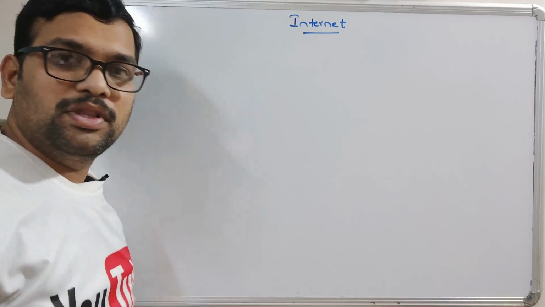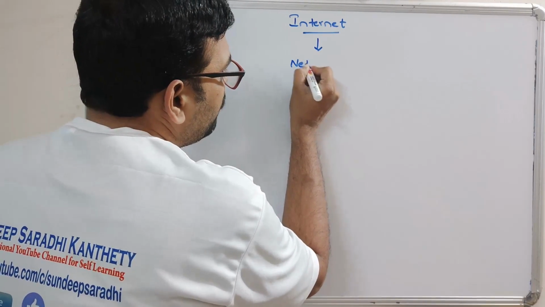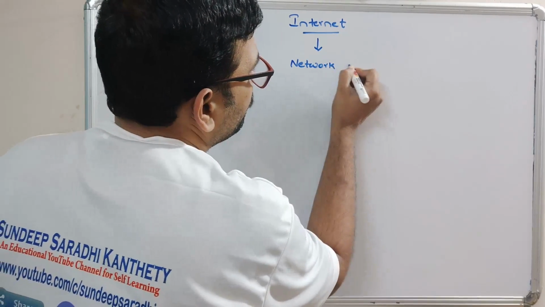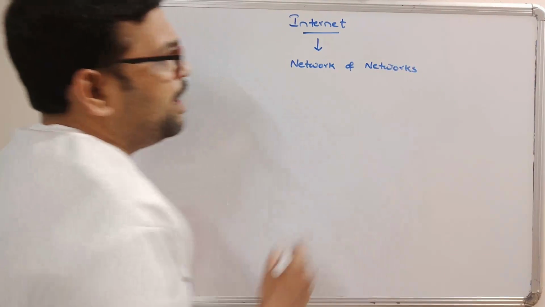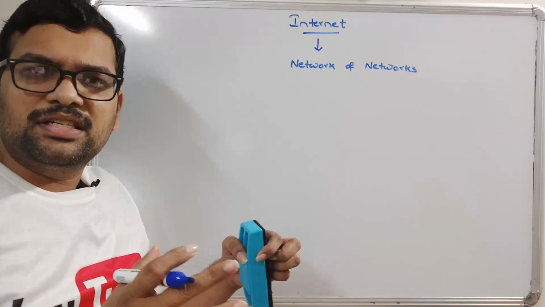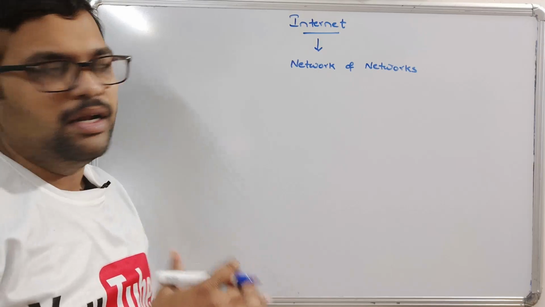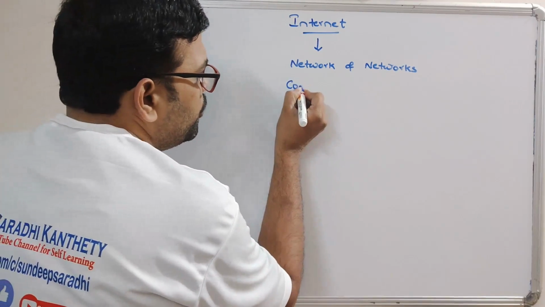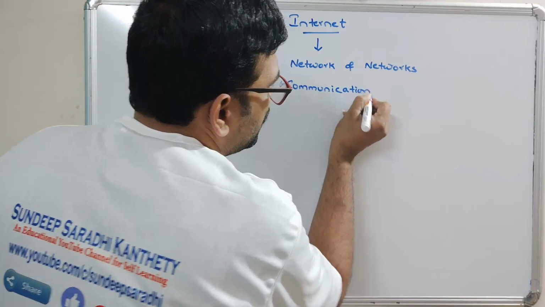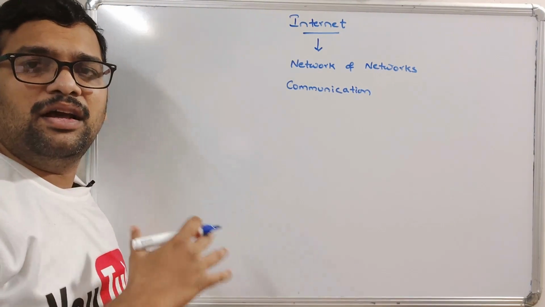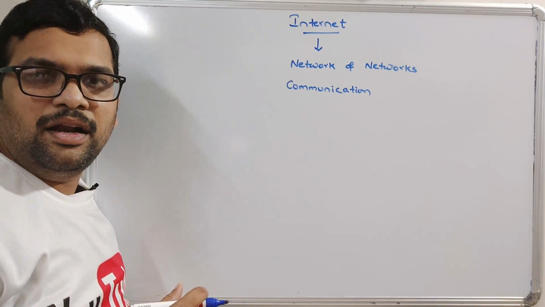So first, what is the internet? Internet is a network of networks, right? A million systems will be connected in a network in order to communicate with each other, right? So this is the internet. For communication purposes, we connect millions of systems throughout the world. That will be called the internet, right?